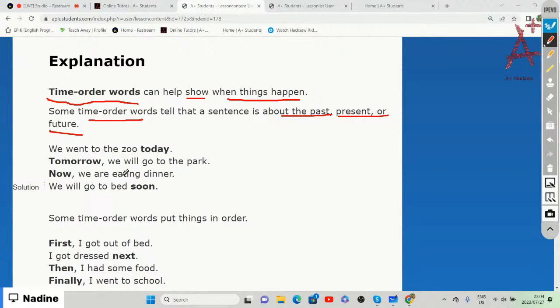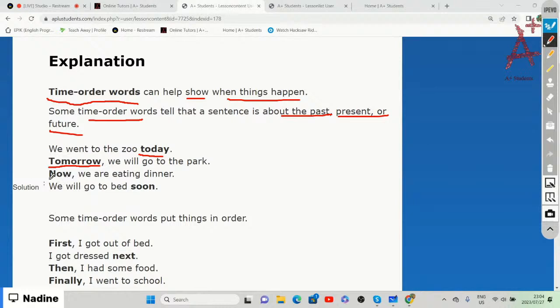For example, we went to the zoo today, right? So today means that it is telling us about the present, because we went to the zoo today. Then, tomorrow we will go to the park. So this is the future. Tomorrow gives us the indication that it is going to happen in the future, which is tomorrow.